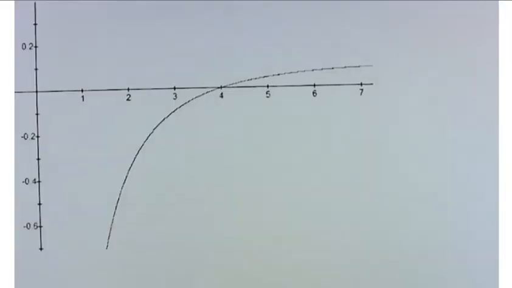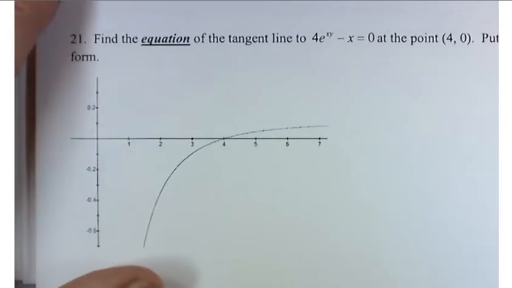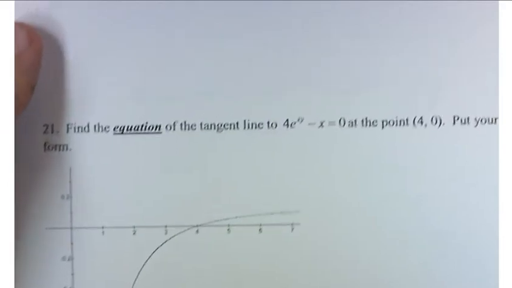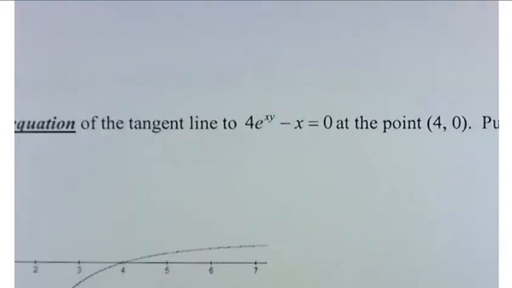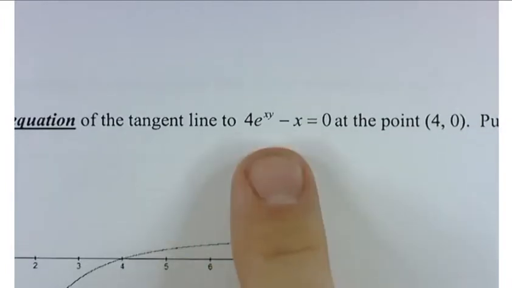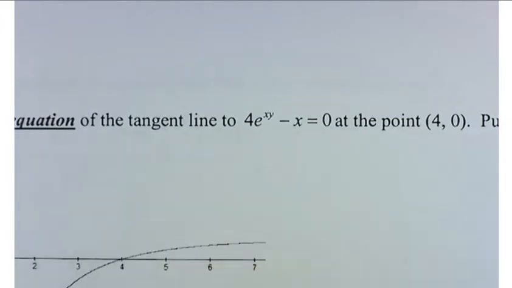So if you wanted another follow-up problem with implicit differentiation, you didn't have to wait long. Again, we want to find the equation of a tangent line. This time we want to find the equation of a tangent line to this curve, 4e to the xy minus x equals 0. Don't try getting this out of your calculator.